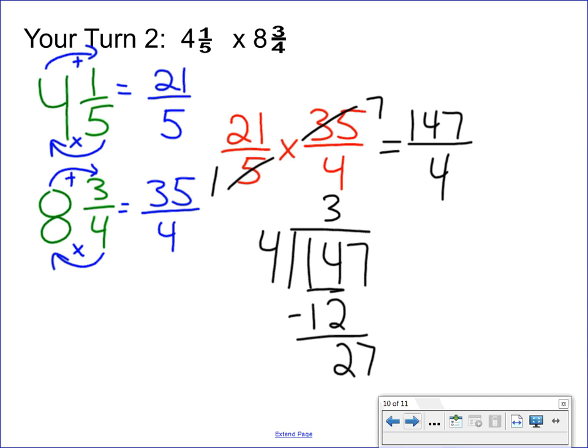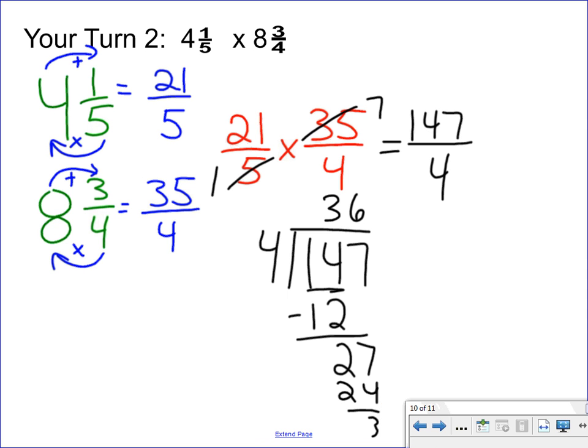Let's see here. 6 times 4 is 24. So that's pretty good. Can we get another one in? I don't think so. 6 times 4 is 24. Do the subtraction, I end up with 3 at the bottom. So now if I do my backwards check mark, 36 and 3/4. Bigger number than what we were working with, but it's still the same process and the same idea.